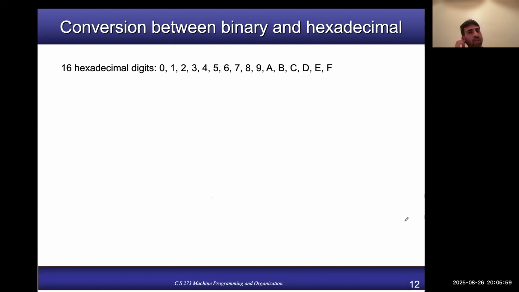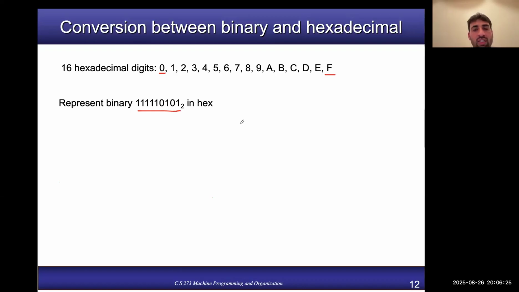Okay, now how can we convert between binary and hexadecimal? We have talked about conversion from binary to decimal and decimal to binary. What about conversion between binary and hexadecimal? Again, remember that in hexadecimal, we have 16 digits starting from 0 and going up to F, right? And in binary, as you know, we have only 2 digits. Now let's say we have this binary number, and we want to convert it to hex.